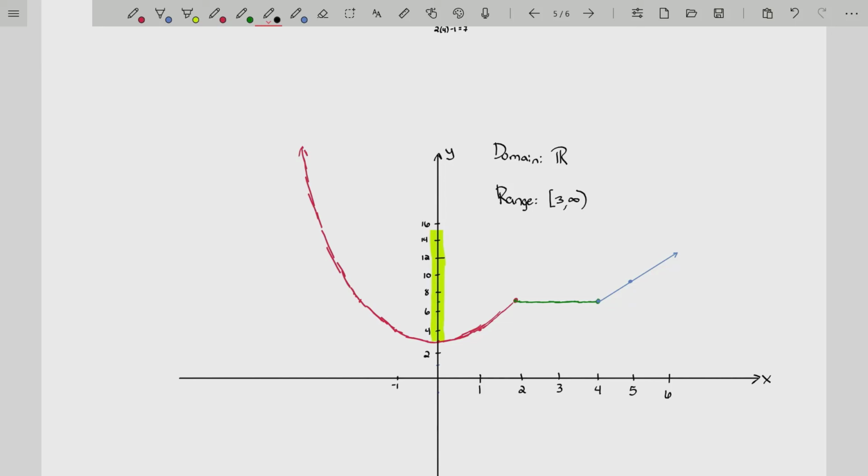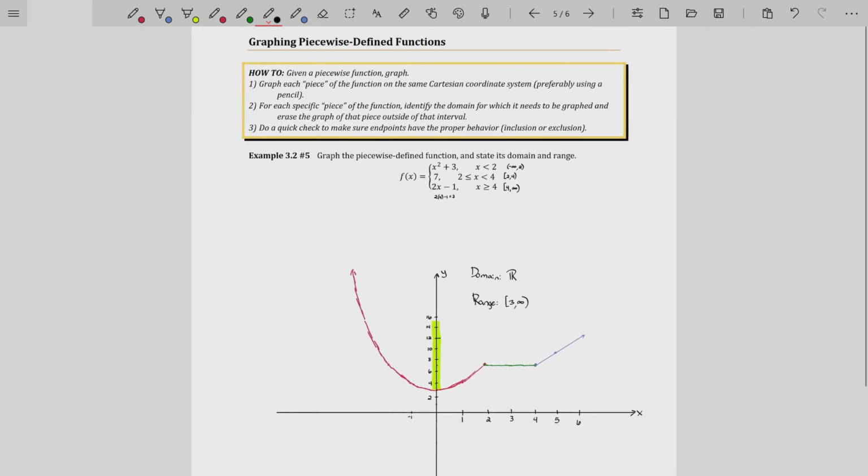All right, so that does it for graphing piecewise-defined functions. That's kind of all you really need. One example should get you going for the rest of eternity on graphing piecewise-defined functions.